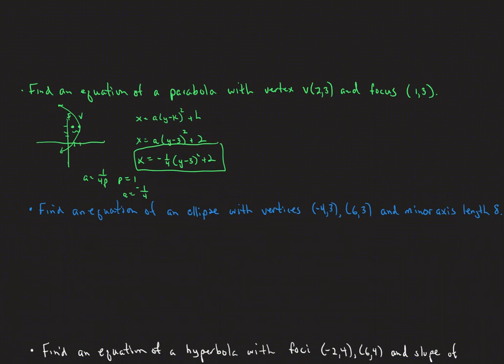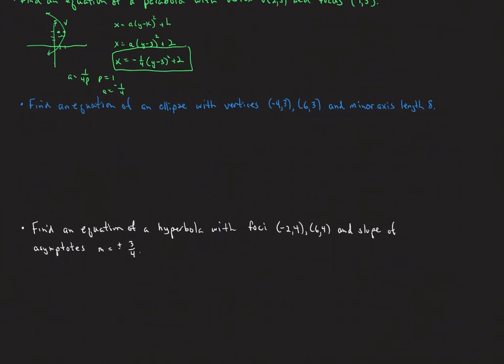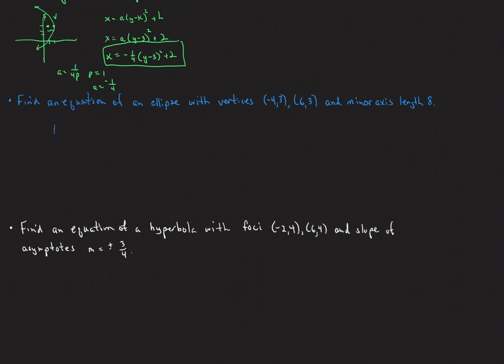Let's try the next one. Now we want an equation of an ellipse. And we've got vertices that are negative 4, 3, and 6, 3. So 1, 2, 3, negative 4, 1, 2, 3. There's going to be one vertex. And 1, 2, 3, 4, 5, 6, 3 is going to be the other.